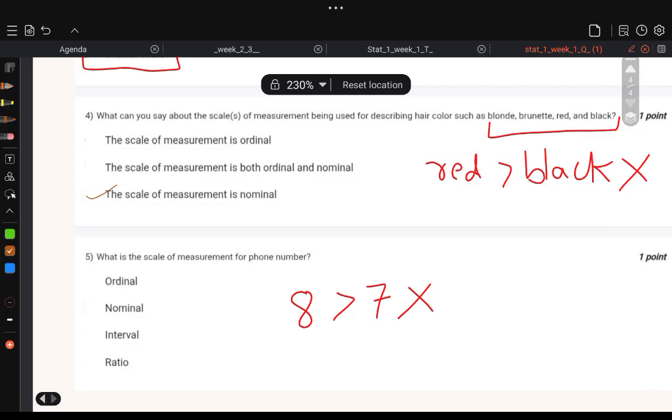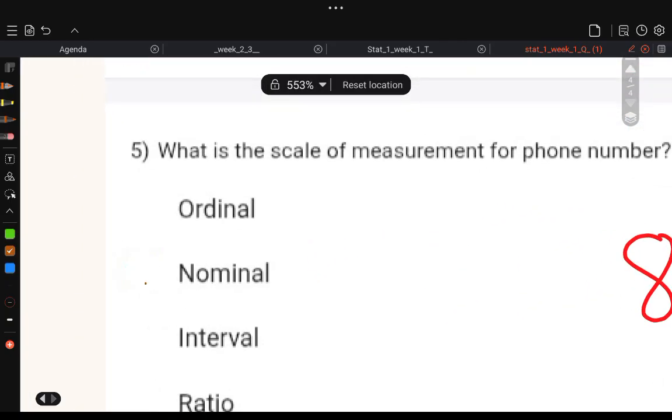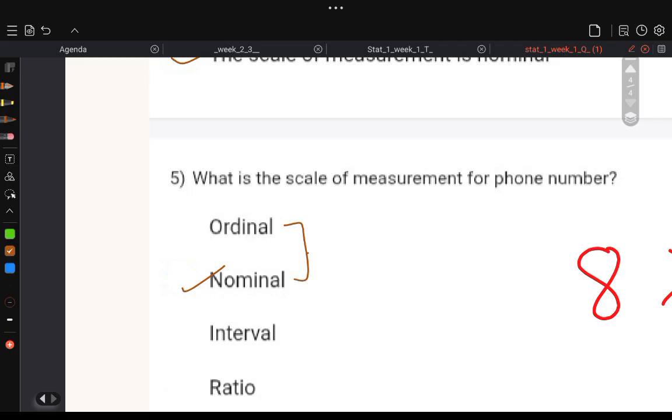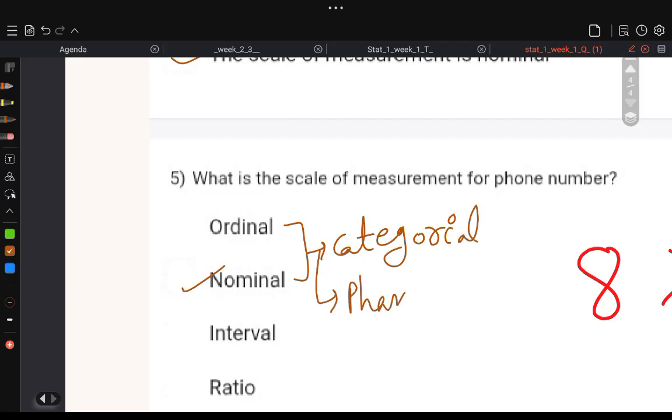Now, the scale of measurement of a mobile number. See, for a phone number, there is no order. The number starting with 8 is not greater than the number starting with 9 in a phone number. So it has no order, right? So as it has no order, it is nominal data. And as nominal and ordinal are categorical data, a phone number is also categorical.